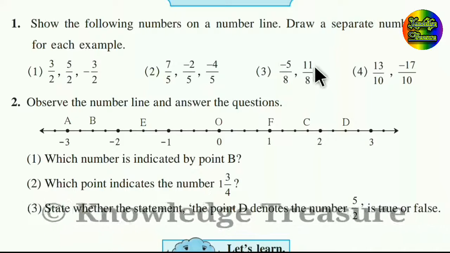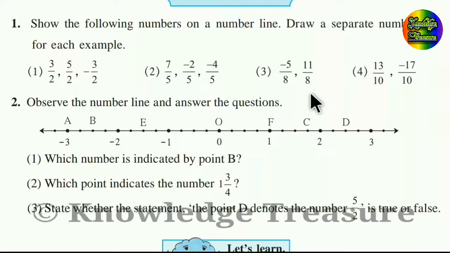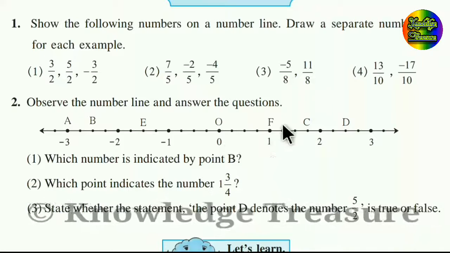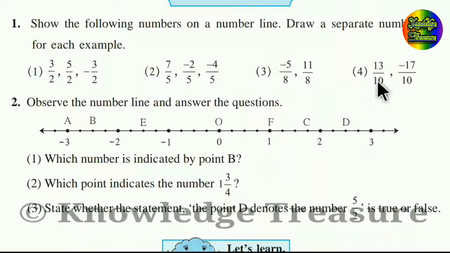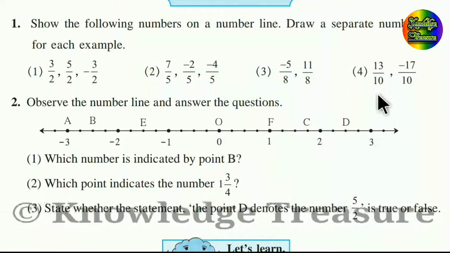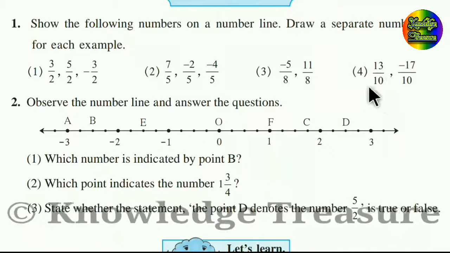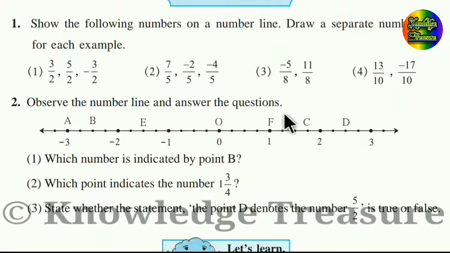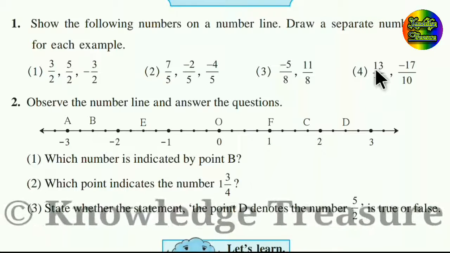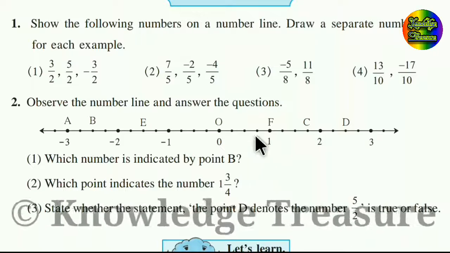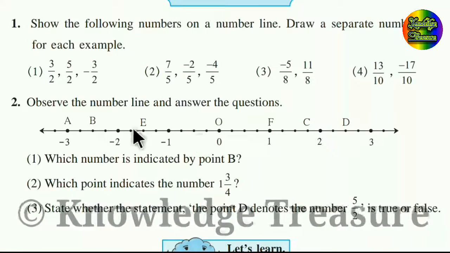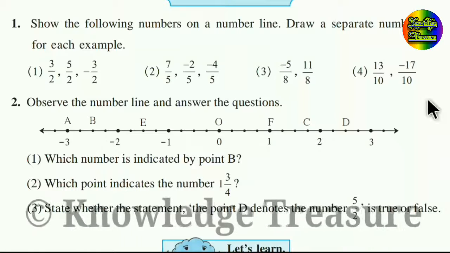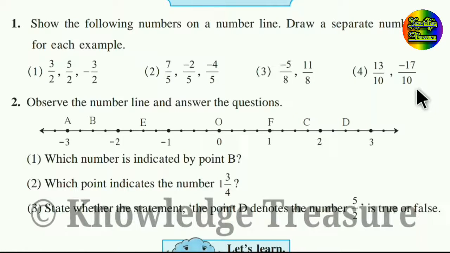Okay. To show this 11 upon 8, you have to count 11 points after 0. Similarly here, to show the 13 upon 10, you have to count 13 points after 0, after dividing each unit into 10 parts. Minus 17 upon 10, you have to count 17 points on the left hand side. So you are getting minus 17 upon 10.